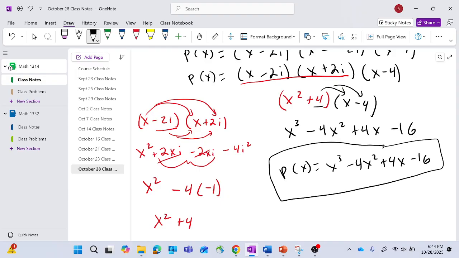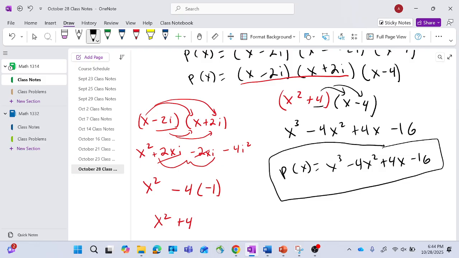That is one polynomial that has those zeros. What that means is that if I was to do synthetic division with this and factor it all the way down like we did before in the beginning of class, my solutions would be plus or minus 2i and 4. Make sense, guys? Any questions about that problem before I keep going?